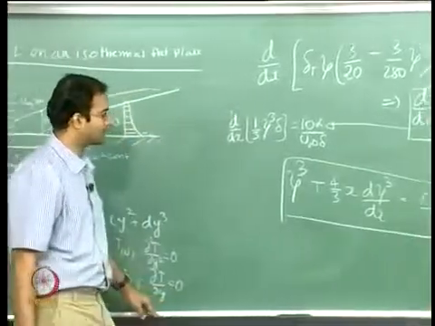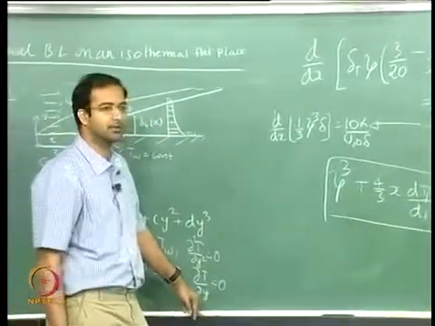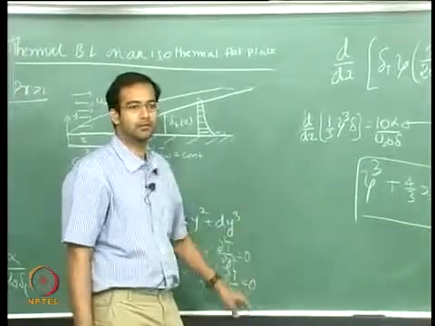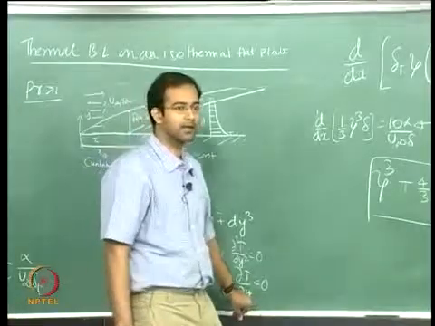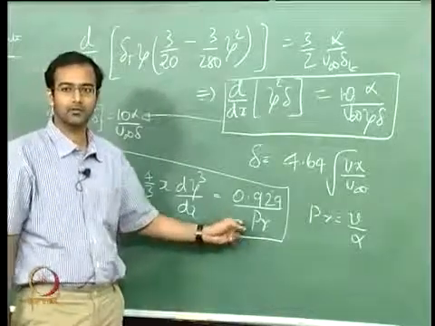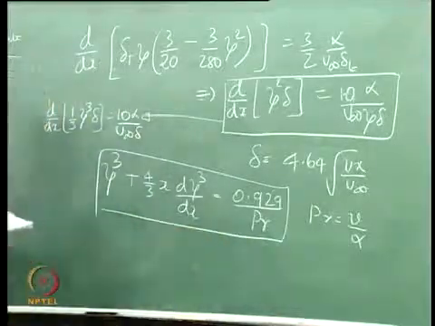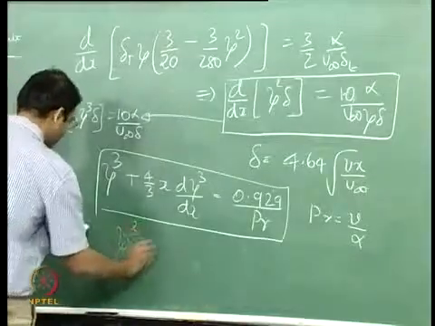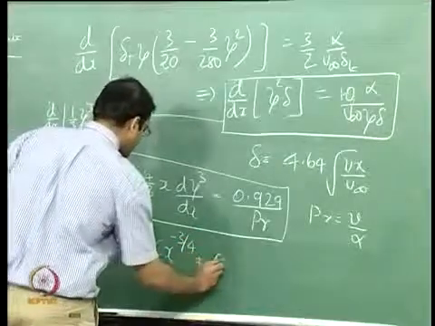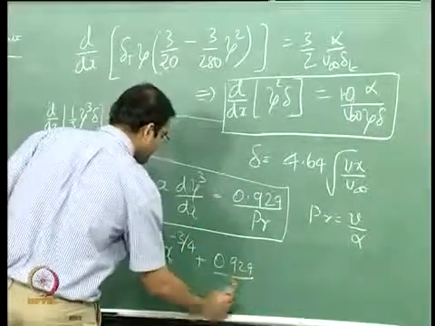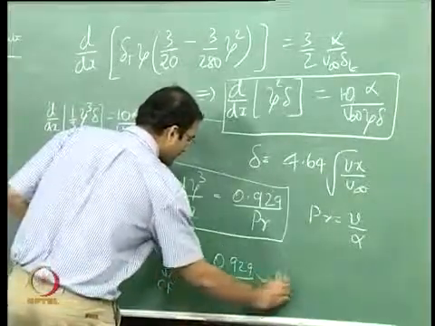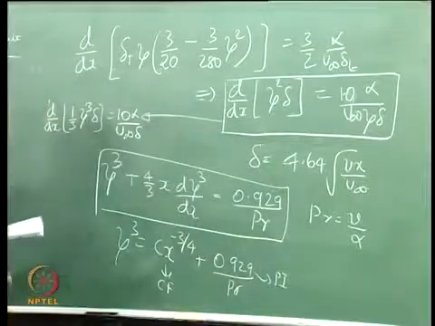This is very straightforward to solve. This is a non-homogeneous ODE, so you can find two solutions. One is your complementary function, which is the solution to your homogeneous ODE, and a particular integral, assuming that some particular solution exists. You substitute, and you will get those two solutions which you can add, and that solution will finally be zeta cube equals C x power minus 3 by 4 plus 0.929 by Pr, where C is some constant. So this is your complementary function, and this will be your particular integral. So this is your solution for zeta.